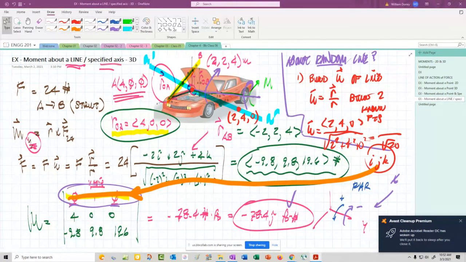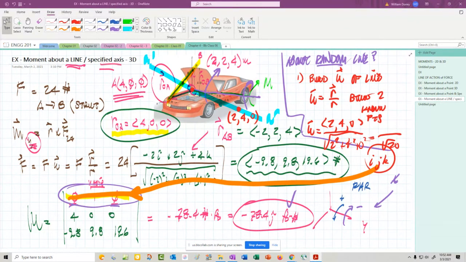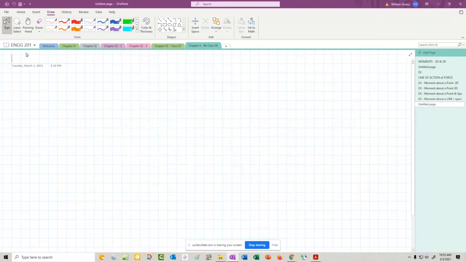Now that, really, talking about the specified axes, is getting into the next section. I think it's section 5. And let me just introduce that while we're here.